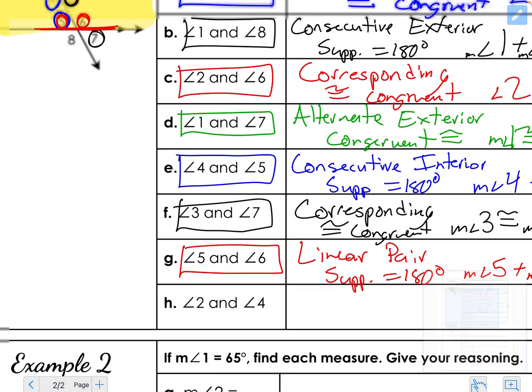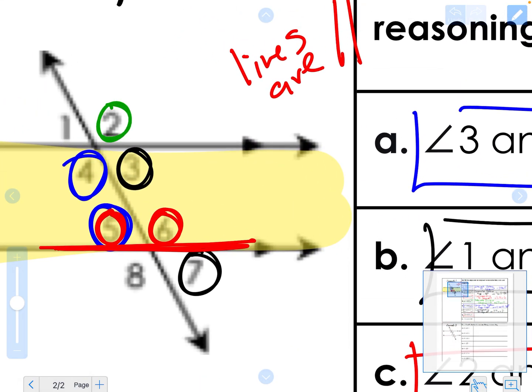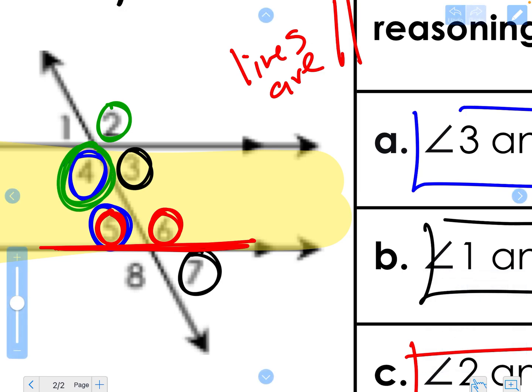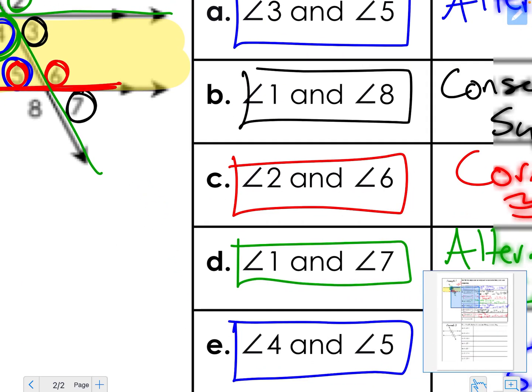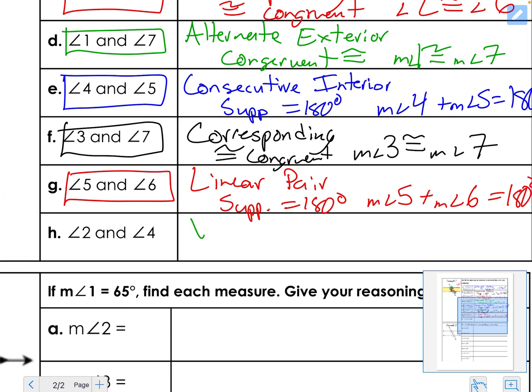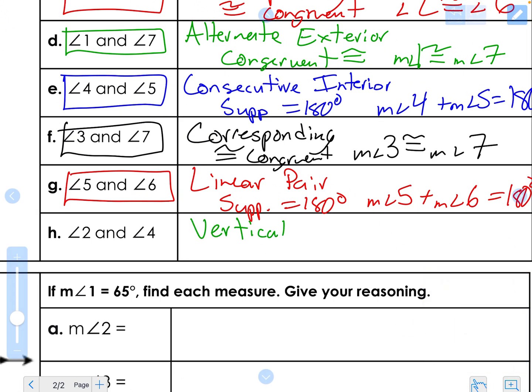And finally, let's look at angle 2, and let's look at angle 4. So angle 2 and angle 4 are on opposite sides, but they are also on a pair of intersecting lines. And if they are on opposite sides and on a pair of intersecting lines, I know that they are going to be vertical angles. And I know that vertical angles are congruent, which means the measure of angle 2 is congruent to the measure of angle 4.